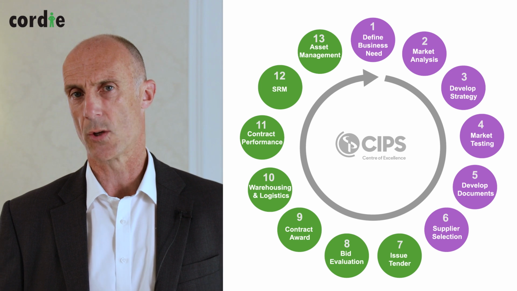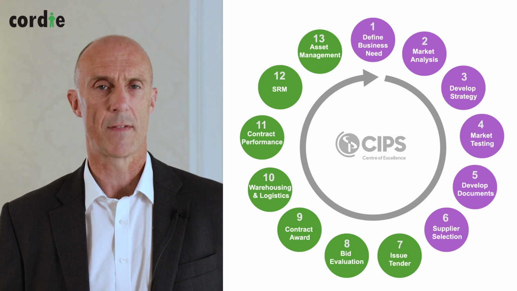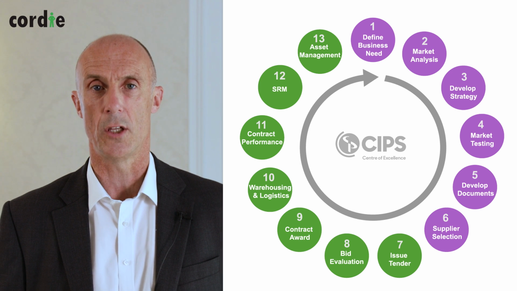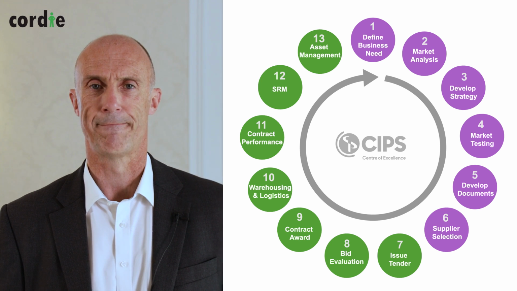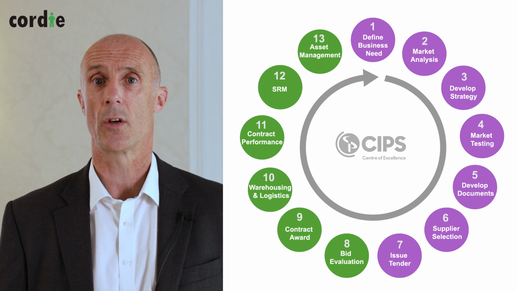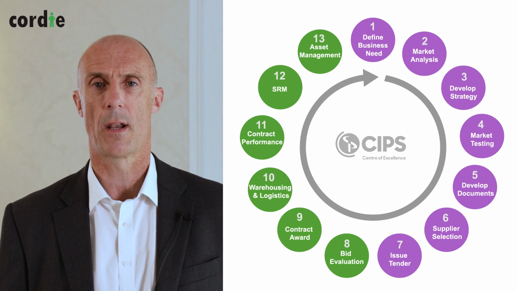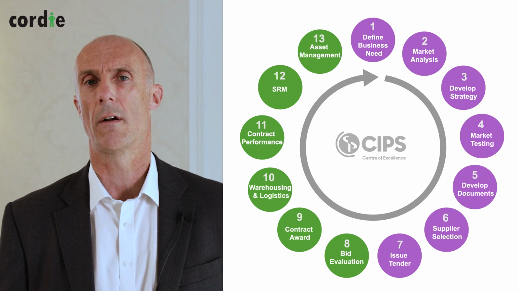So stage 6 is all about identifying and pre-qualifying suitable suppliers, and we have a separate video clip on the use of selection criteria elsewhere on the Cordie YouTube channel. Stage 7 involves issuing the tender documents, and again the same point applies. This could also be an RFQ or an RFP.